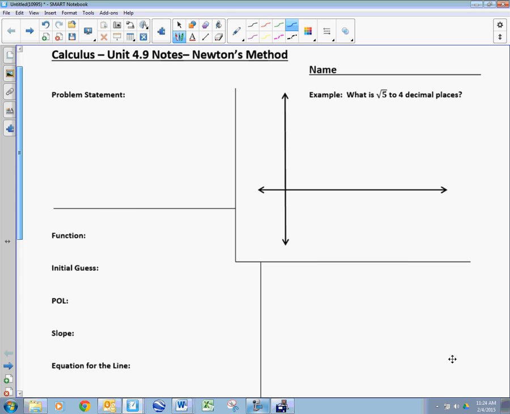There's a process used. It's not the same as what we're doing today, but I will say Newton's method is an awesome, awesome way to find very, very close values to square roots.